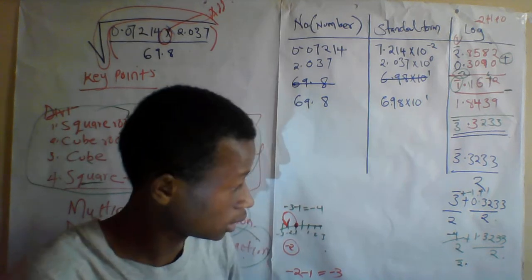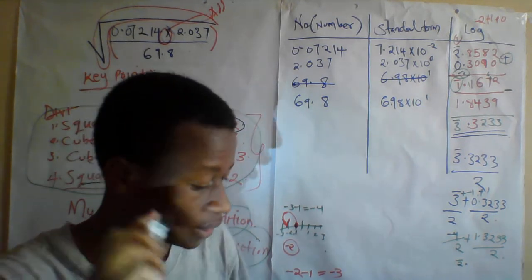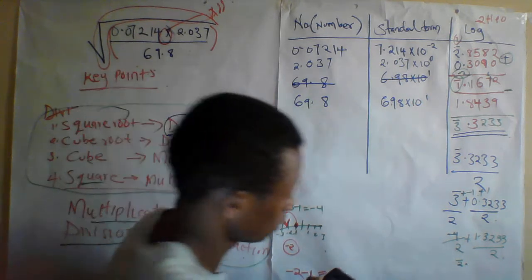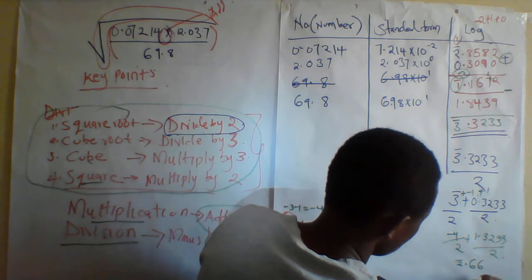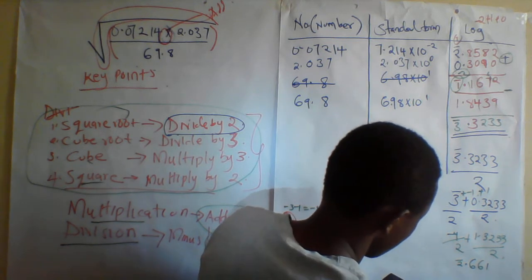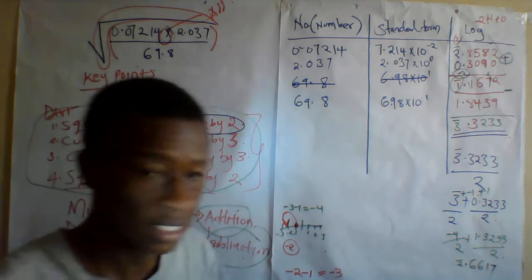1.3233 divided by 2 becomes 0.66. That will become 0.66 on top of 1, 7. That is it.